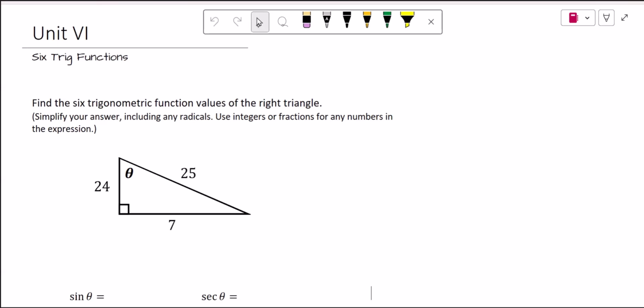All right, so we have our first one here. We have a right triangle. That's important to find our trig functions. And what's even nicer is we don't have to use the Pythagorean theorem to figure anything out. It's all right there.